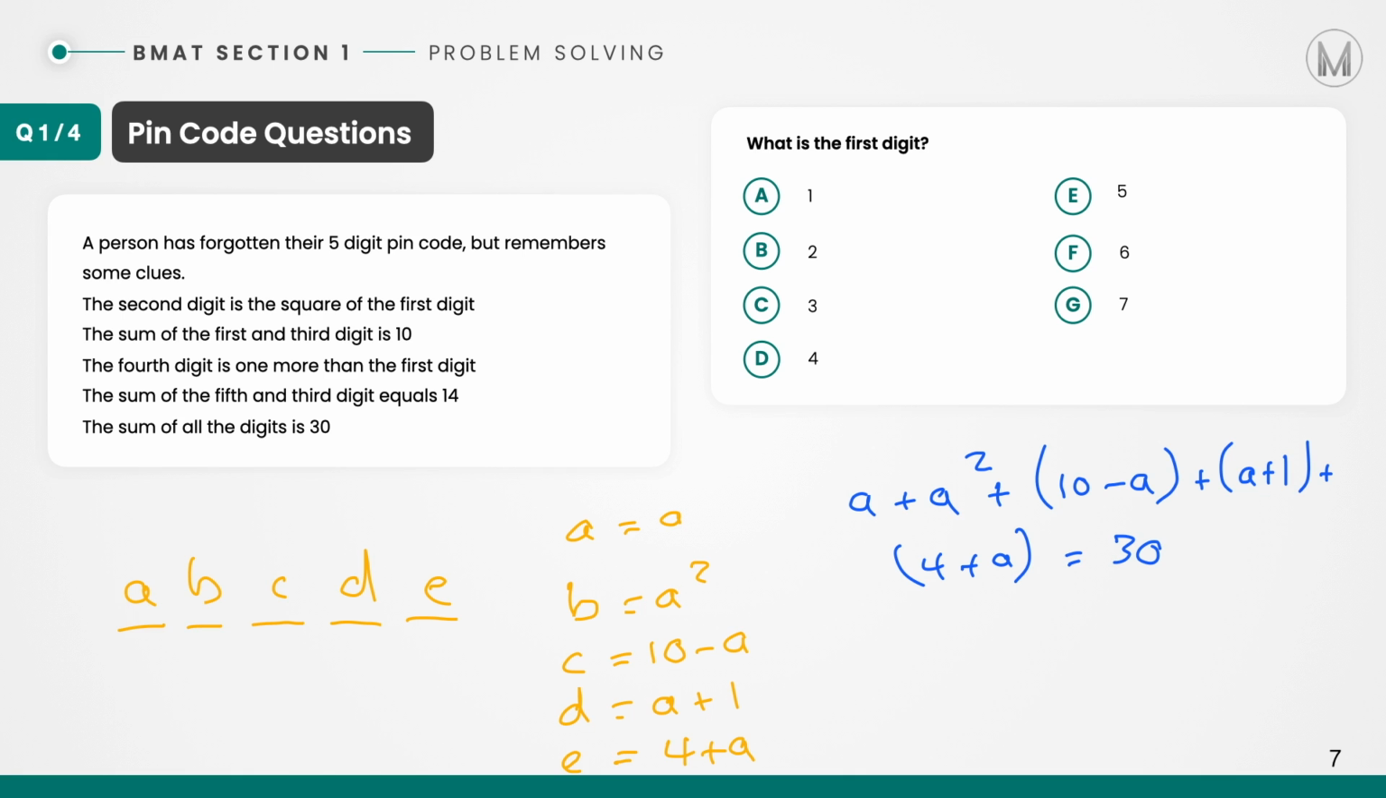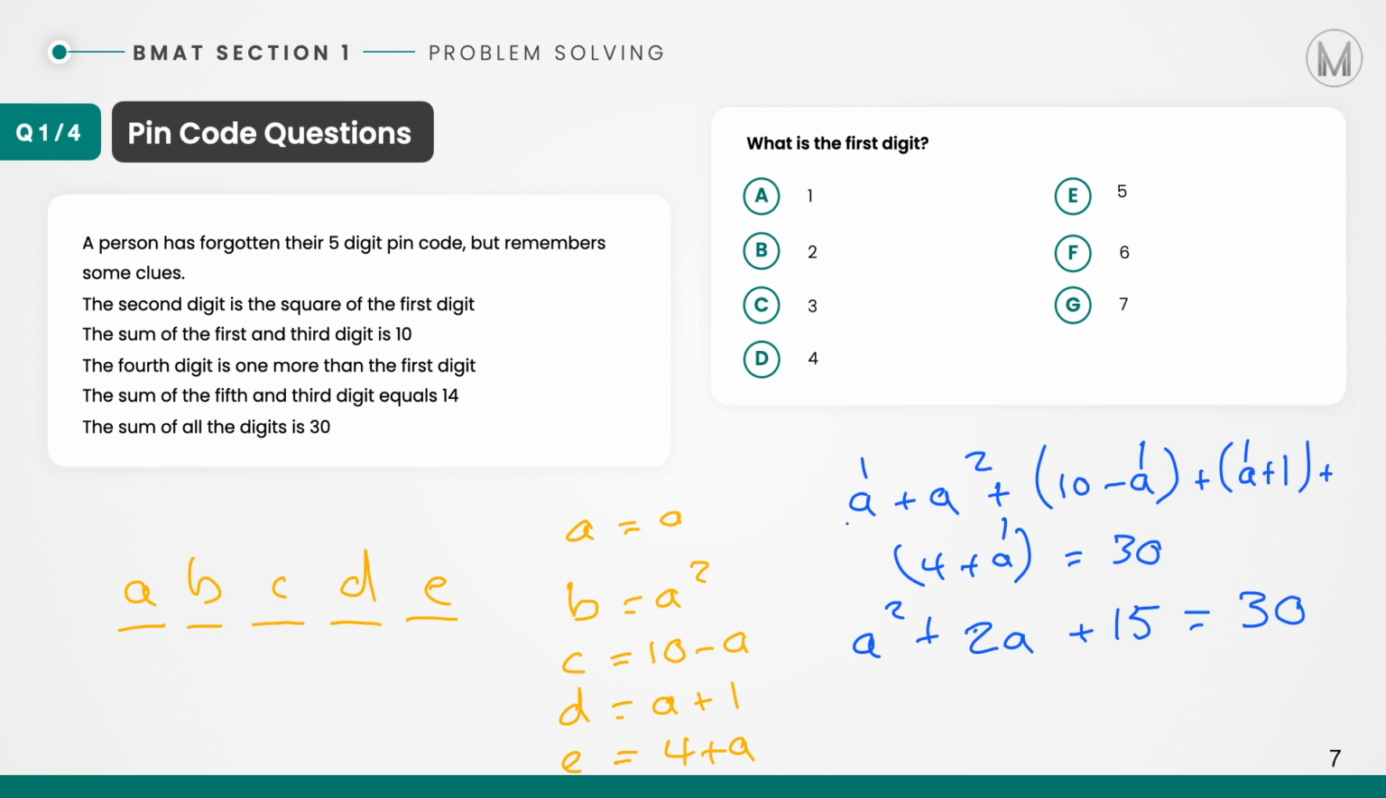Simplifying that down, we've got an A here, an A here, an A here, and an A here. So that's 1, 2, 3 minus the A, so that's 2A. And we've got the A squared, remember? So we may as well put that at the front. And then the digits, we've got plus 10, plus 1, plus 4. So altogether, that's plus 15. And that equals 30.